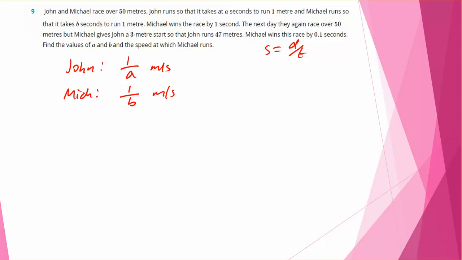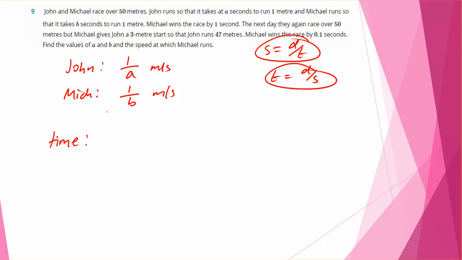Now we know they run a total distance of 50 meters for the first race, and Michael wins the race by 1 second. So let's form an equation relating the time for both Michael and John. Let's change the speed equation to make time the subject. I can switch the S and the T, and we get T equals D over S. So that's the expression for time.